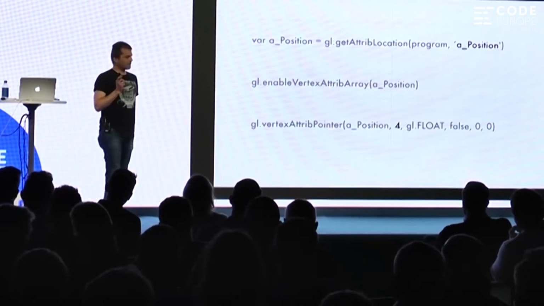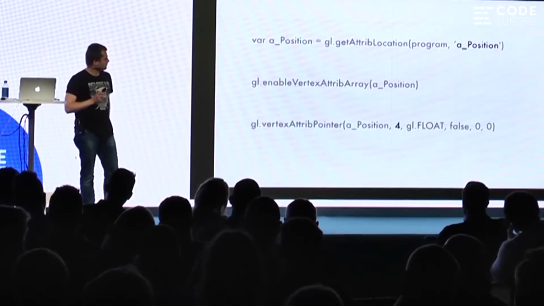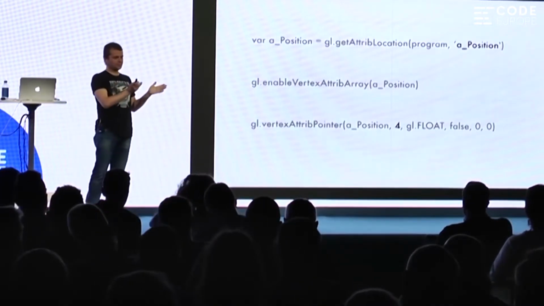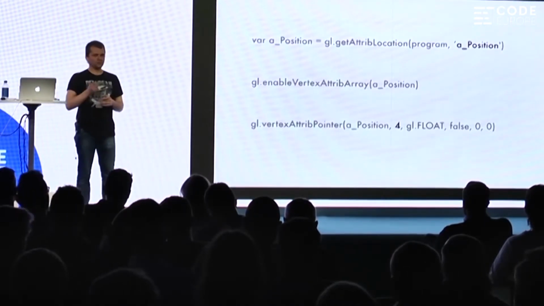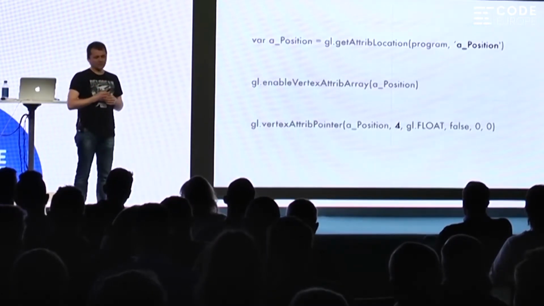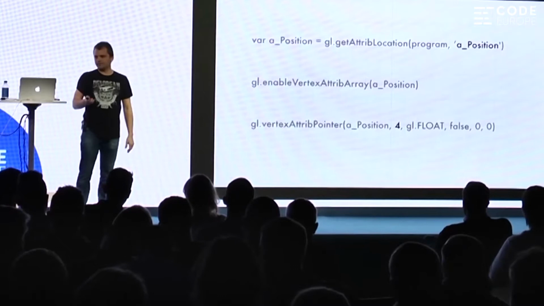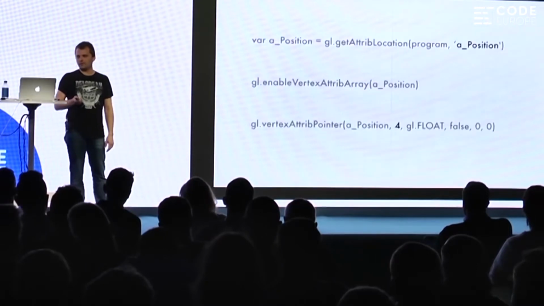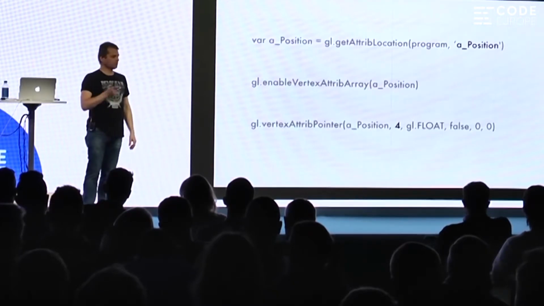So, the same as with uniform, after we have a buffer, we get the attribute location. Because it was called attribute, we have to get the attribute location and pass position, because that was what the variable in the shader was called. Then we have to enable the vertex attribute array. This is like, let me move back a little bit, this array buffer, that's the thing. And the last thing, we have to set the vertex attribute pointer.